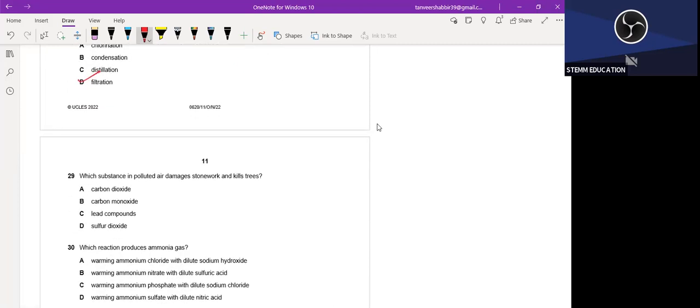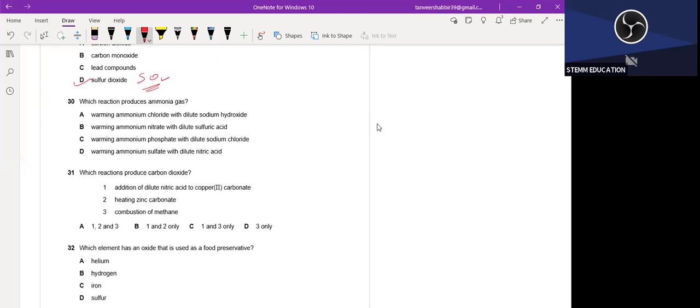Now question number 29, which substance polluted air, damaged stonework and killed trees? So which polluted air, damaged stonework? It's sulfur dioxide, SO2, the polluting gas which damages the stonework and kills the trees.